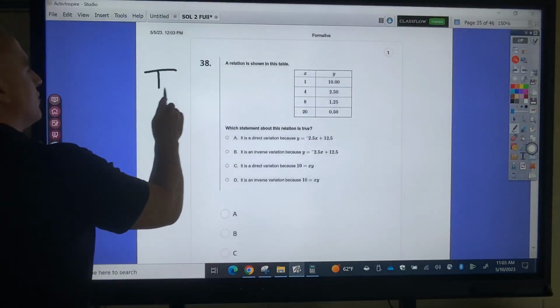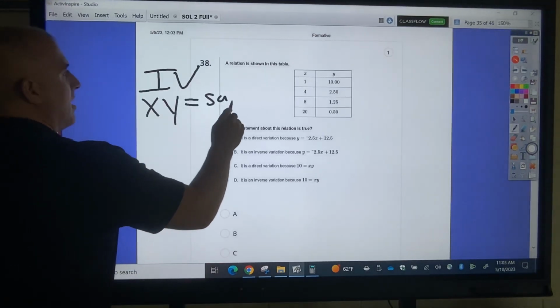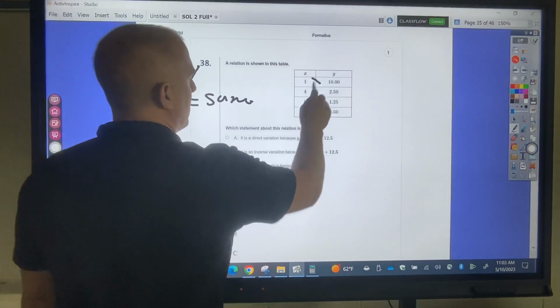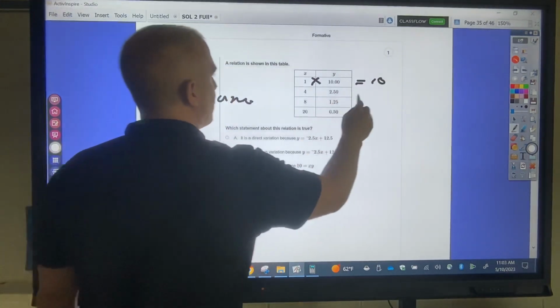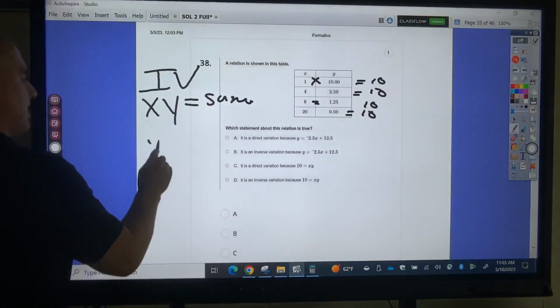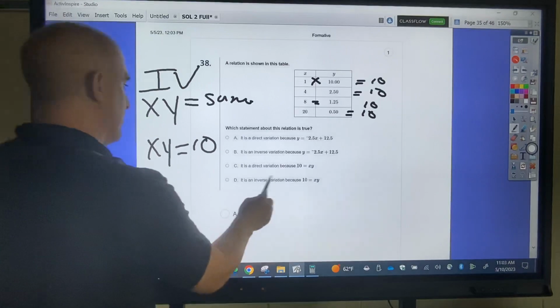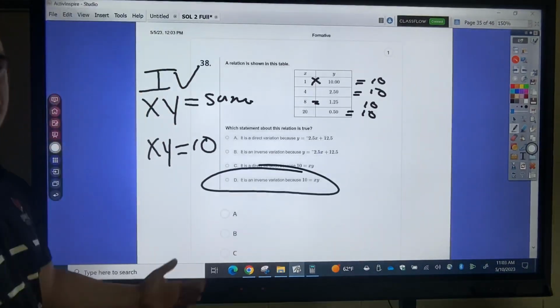So if I do inverse variation, that's x times y has got to give me the same number. So if I multiply 1 times that, I would get 10. This time this would give me 10. All of these gives me 10. So that's xy equals 10. If they did it, it would be direct. Okay, so this is inverse variation. That would be my best answer.